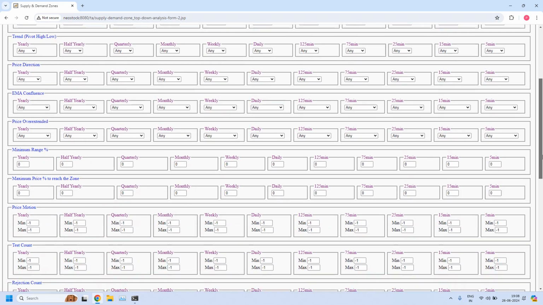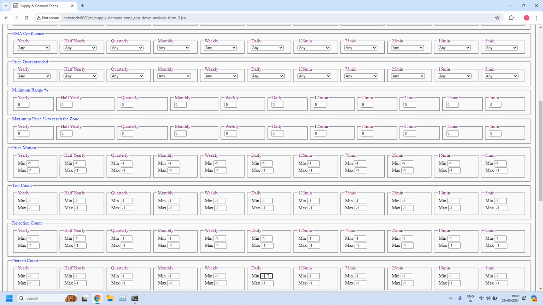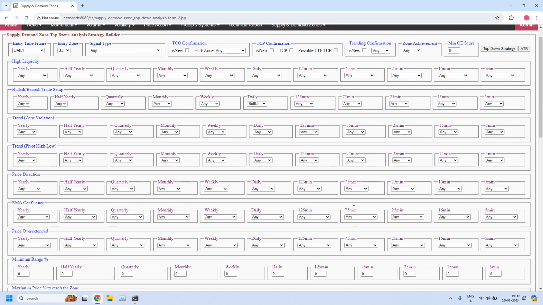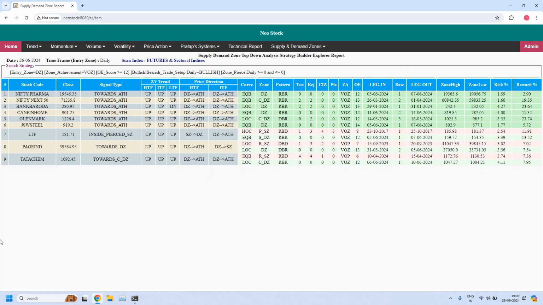3 filters I am going to set. First filter, zone should not be pierced. That means pierced count on daily time frame should be 0. So minimum value 0, maximum value 0 indicates pierced count should be 0. Then only the demand zones will be filtered. Next, zone achievement should be VOZ, violated opposing zone, and minimum odd enhancer score should be 12. With these 3 filters, let us generate the stocks. 9 stocks are filtered which are supporting bullish trade setup for monthly income trade.